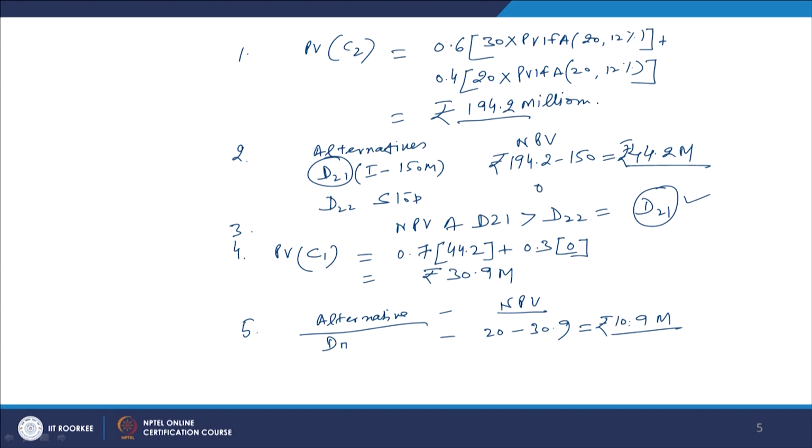So, we have evaluated it, and if you go for the other decision, D12, what does it say? Do nothing. If you do this, NPV is going to be 0. So, it is the D11 which is more important for us. If you take this decision D11, then we are going to have this NPV of 10.9 million rupees, right.